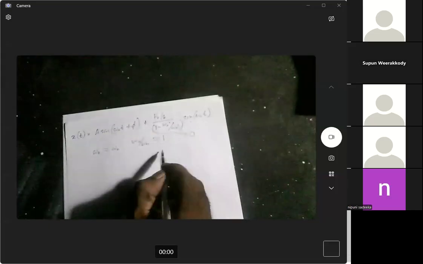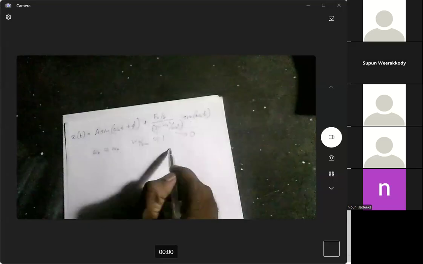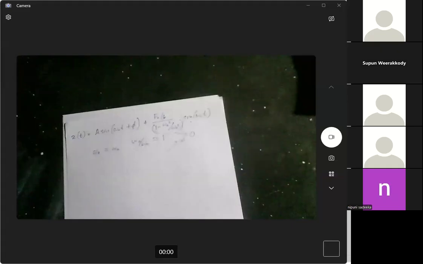Then what will happen? When it becomes smaller and smaller, the whole term is going to reach infinity. So what will happen? These two are the amplitudes. That means when you have these two frequencies close to each other, you are going to get higher and higher amplitudes. That is called the resonance. Right? You have increasing amplitudes with time.